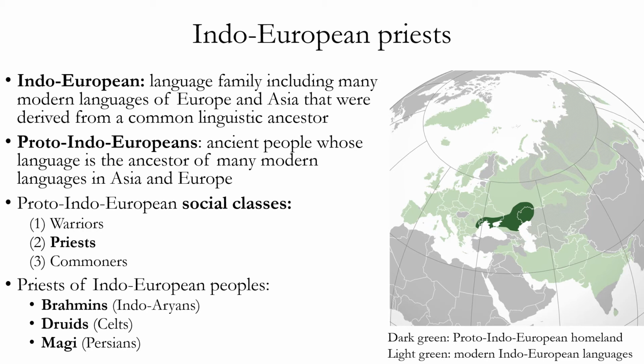The Indo-Aryans were an ancient Indo-European people who probably migrated from Central Asia into northern India starting around 1500 BC. There are other Indo-European peoples, though, who also had classes of priests, including the Celts. They inhabited much of Western Europe in ancient times. There are still some Celtic languages spoken in parts of Ireland, Scotland, and Wales. In ancient times, the Celts had a very powerful, influential class of priests called the Druids.